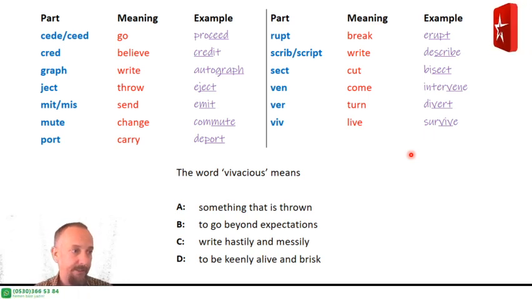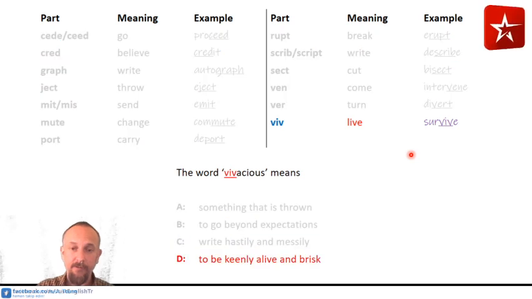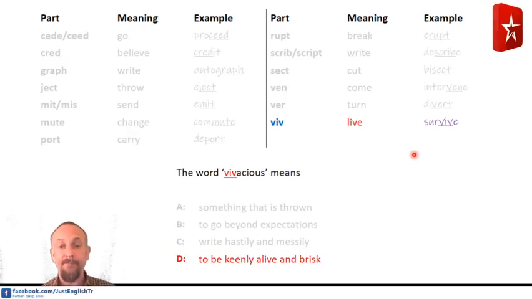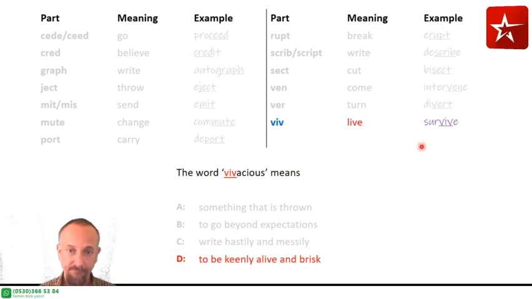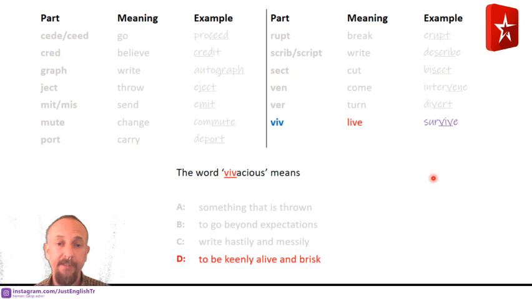D, D, D, D, D. Renner, you're doing very well. Well done, Ecem. Yep, Aina, very good. D, vivacious, to be lively and brisk. And we have that root here, viv, meaning to live. And of course, we have it in the word survive. We also have words like convivial as well, meaning lively.